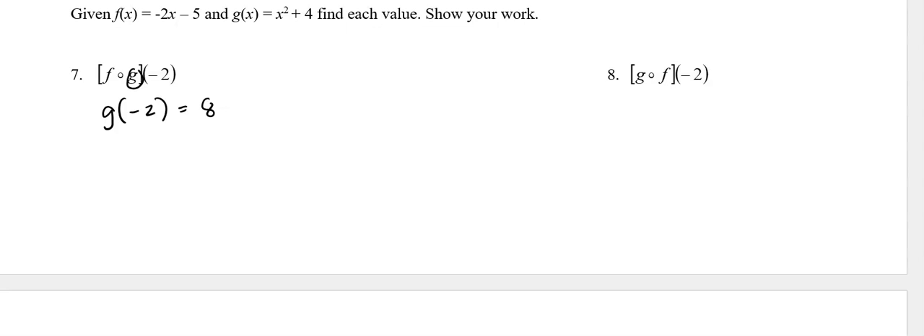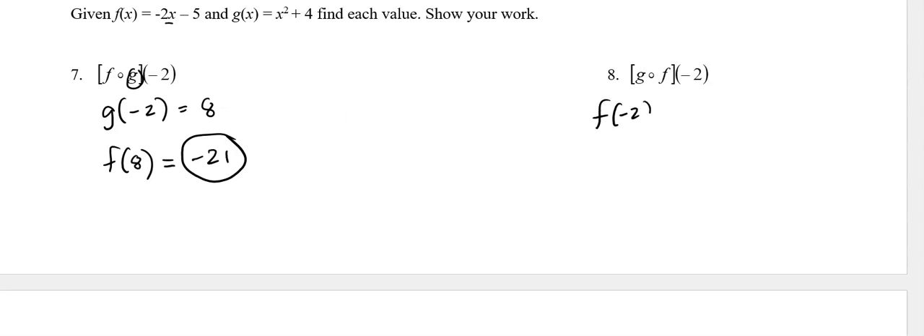And now this output is going to be used as an input into the f function. So I'm going to go to the f function and replace x with 8. That makes negative 16 minus 5, which is negative 21. So that would be my final answer for number 7.